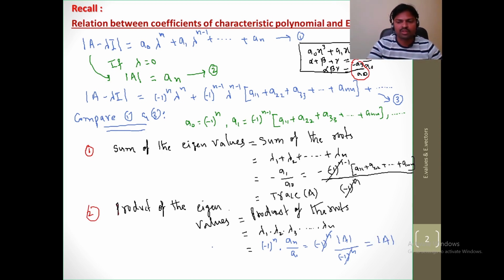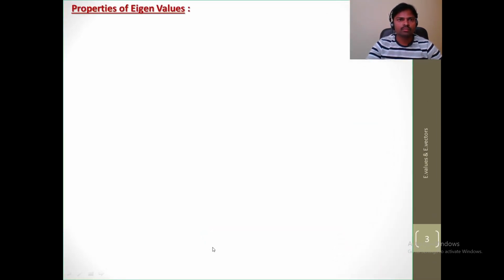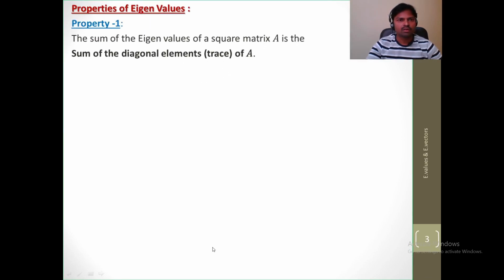Just to recall it. So based on this, let's have some properties of eigenvalues of a square matrix. To get the properties of eigenvalues, the first one, property number 1: the sum of the eigenvalues of a square matrix A is nothing but what? The sum of the diagonal elements, or simply trace of A. Just now I proved. Okay, this is property number 1.